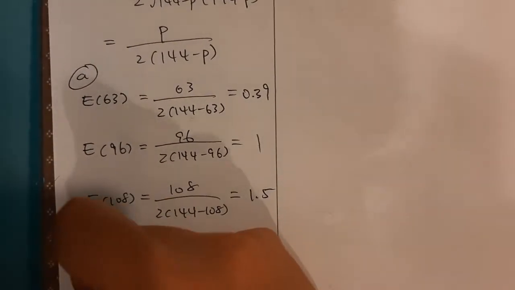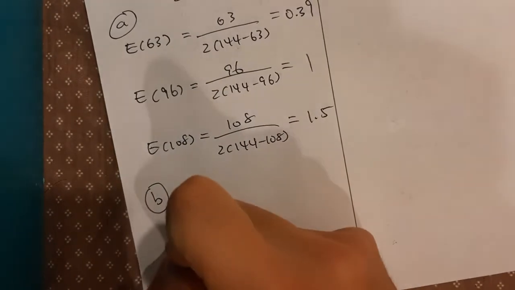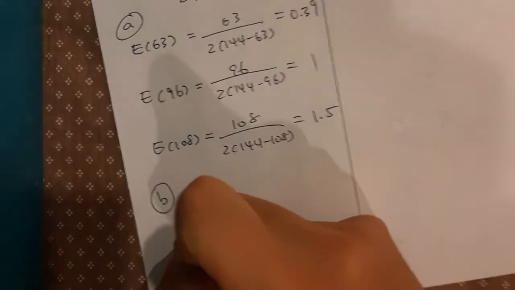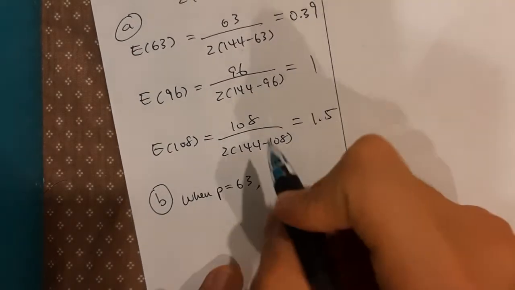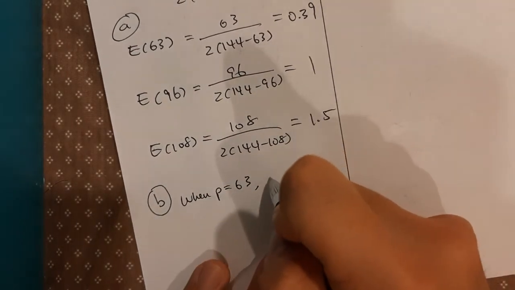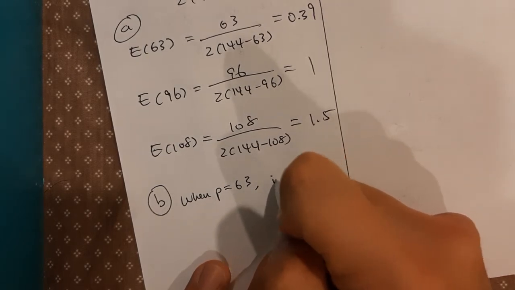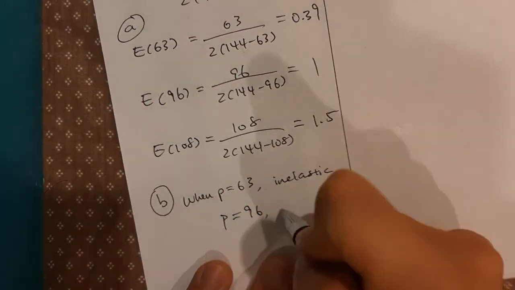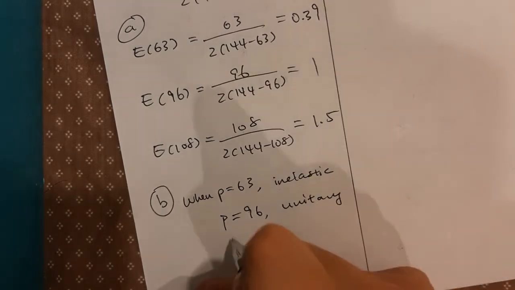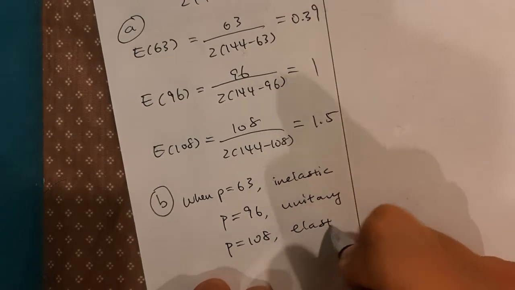Then we can answer B. Is the demand elastic, unitary, or inelastic? So when P equals 63, the demand is inelastic. P equals 96, it's unitary. P equals 108, it's elastic.